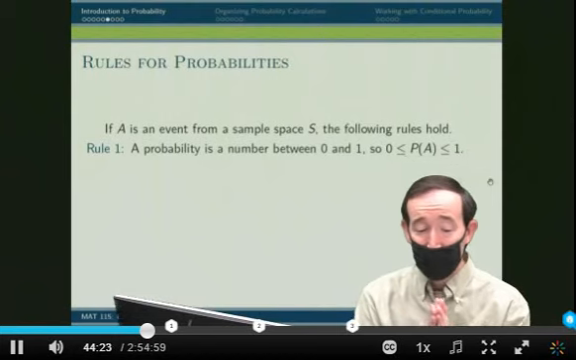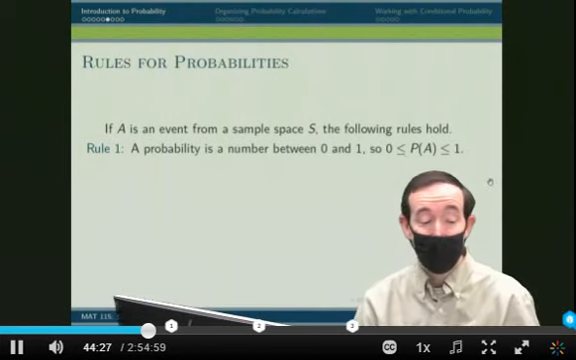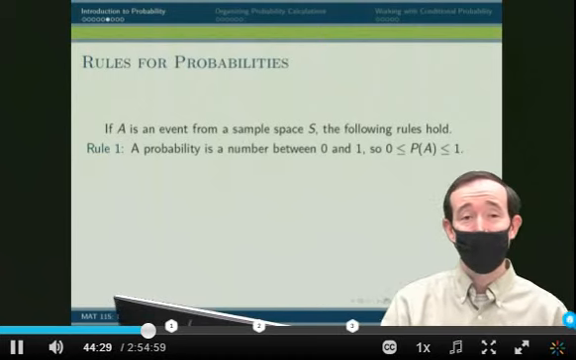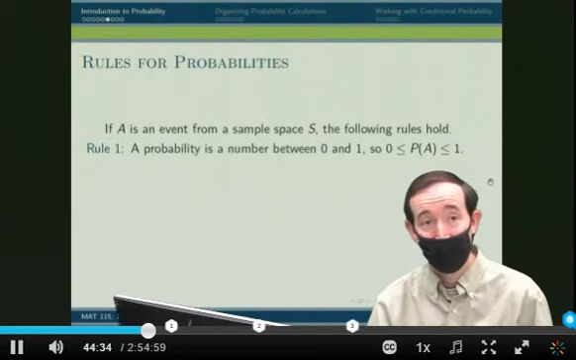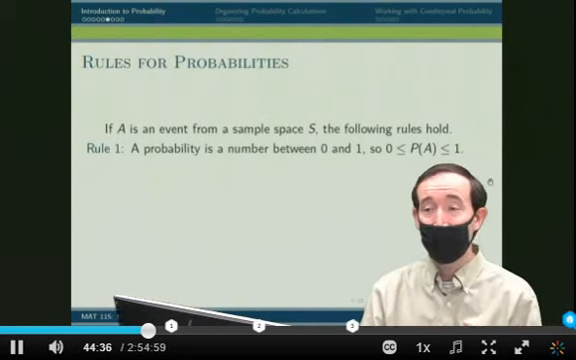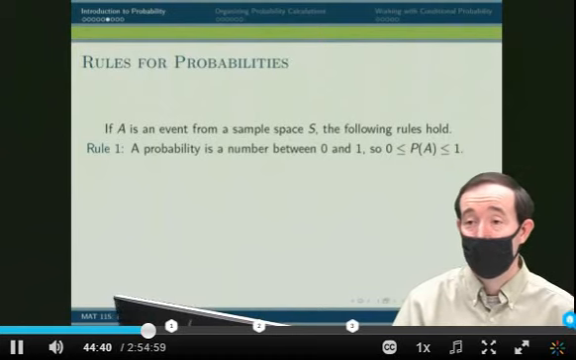So when we work with the sample space and we work with probabilities, we can assign probabilities to each individual outcome, but we need a few different things to work out. Every probability that we assign has to be a number between 0 and 1. I can't have a probability that's negative, and I can't have a probability that's greater than 1.